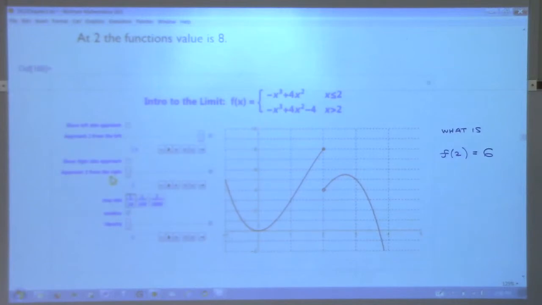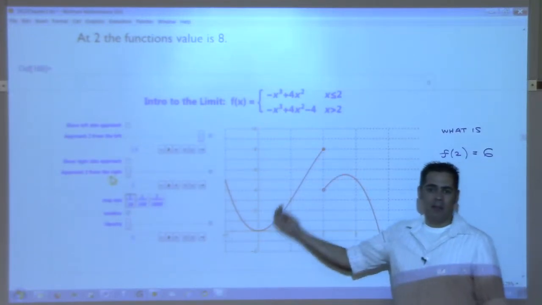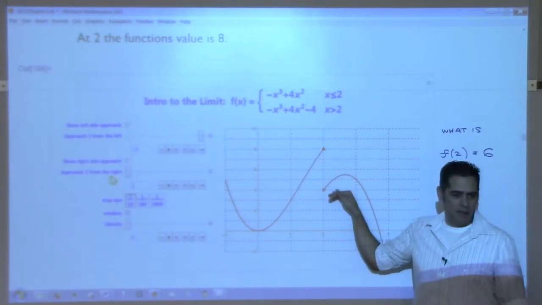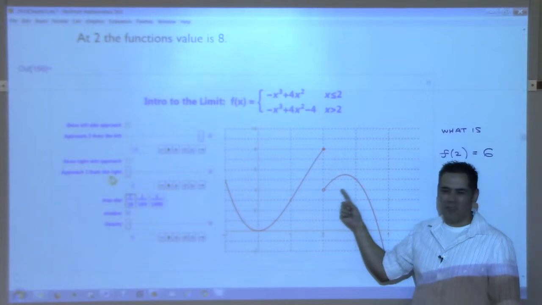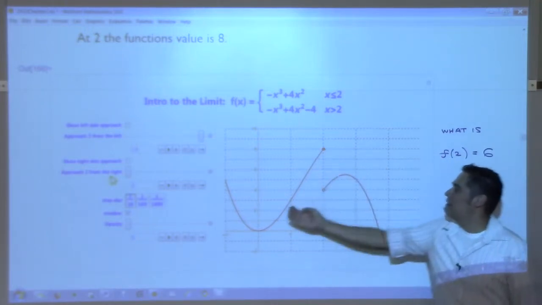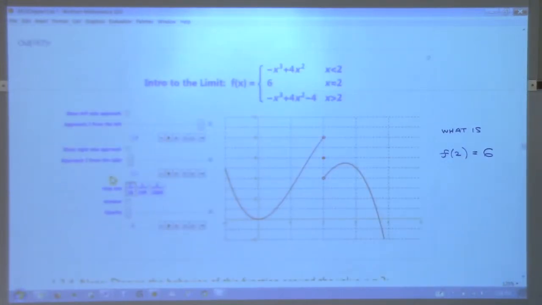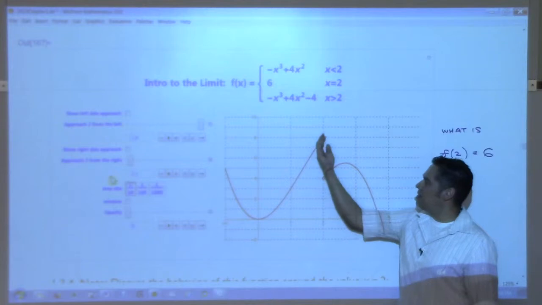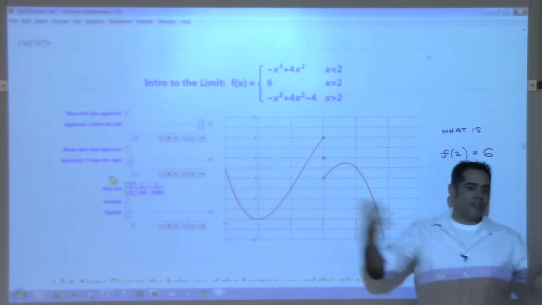In this one, I gave you an example of a function where f of 2 is still 8, but from the left and from the right, it's different, isn't it? It's 8 from the left, 4 from the right. So this is the part that kind of messes things up, right? f of 2 was 8, left was 8, the right wasn't. This one had more problems, didn't it? From the left, it's 8, from the right, it's 4, but at 2, it's 6. So nothing matches, right?